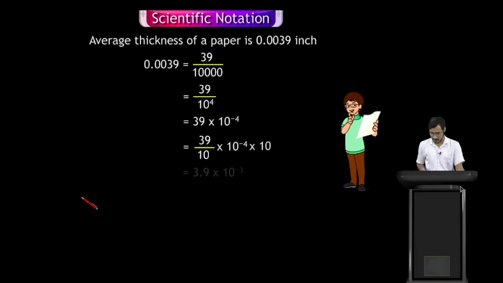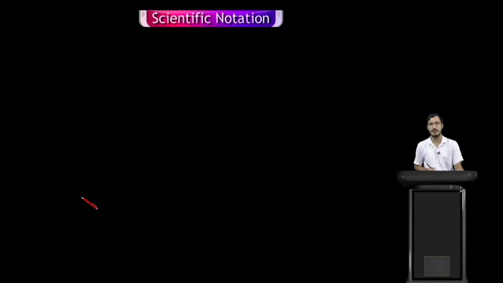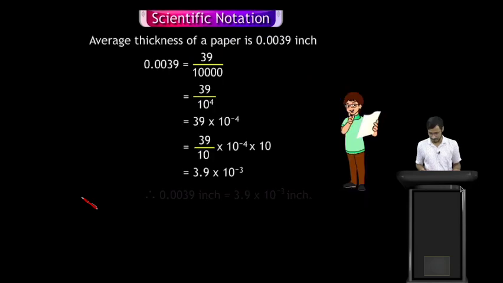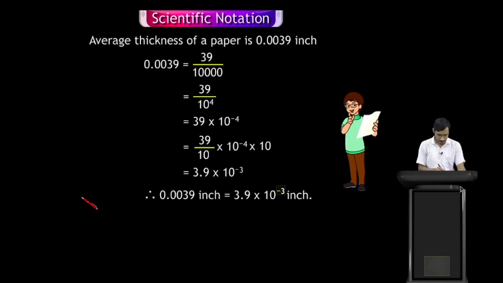So 39 by 10 is 3.9, and here minus 4 into 10 to the power 1. Minus 4 plus 1 gives minus 3. So 3.9 into 10 to the power minus 3 is the scientific notation, or exponential form. So 0.0039 inch we can write as 3.9 into 10 to the power minus 3 inch. You can see the decimal moves from right to left, 3 places, so we write 10 to the power minus 3.